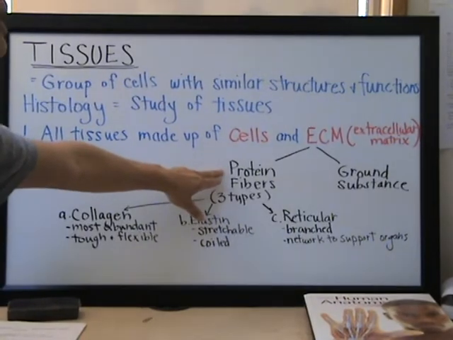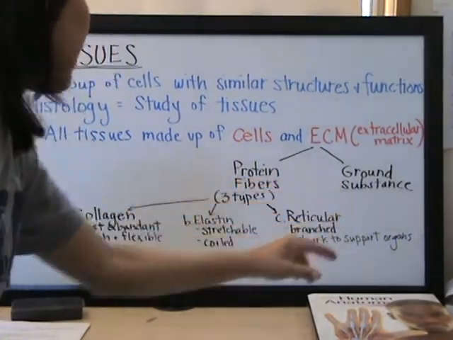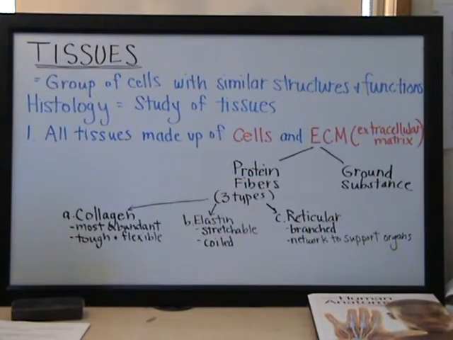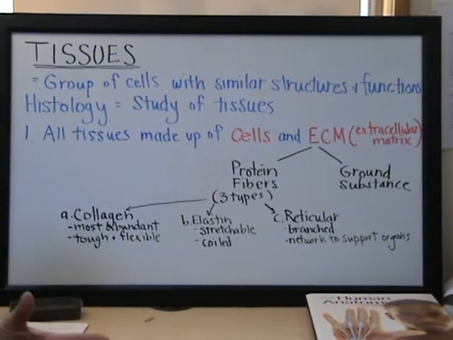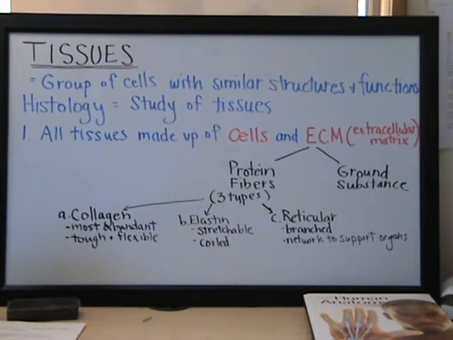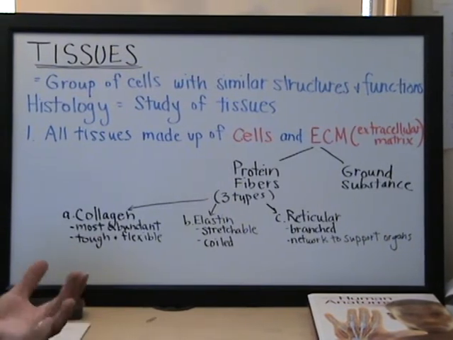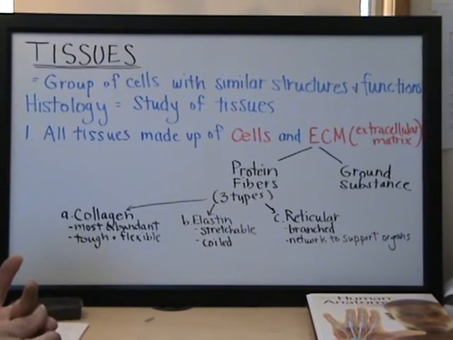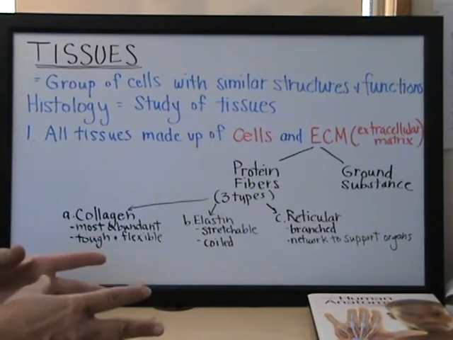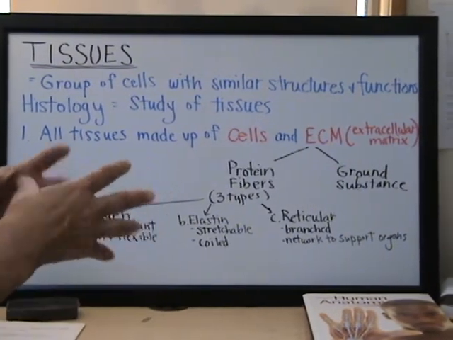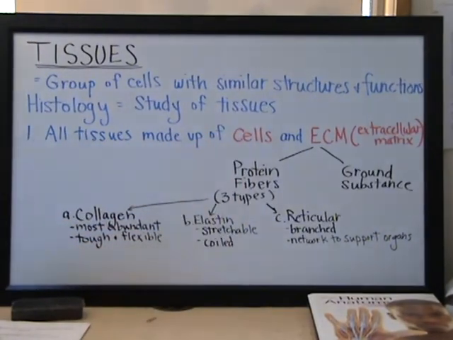These are the protein fibers and something called ground substance. Now, ground substance is just this kind of semi-fluid gel that's made up of ions and water and dissolved proteins and carbohydrates. So it's just this kind of gel-like stuff in which the fibers and the cells sit.